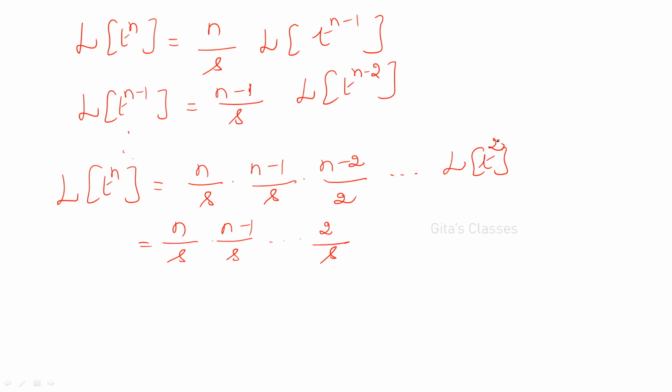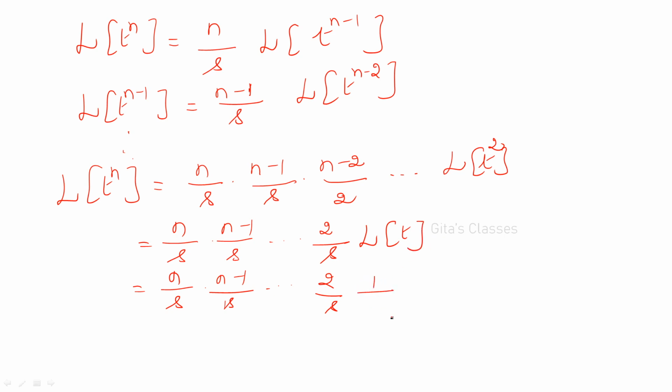That is, t power 2 divided by s into L of t power 2 minus 1, which is L of t. So this is equal to n by s into n minus 1 by s into 2 by s into L of t. L of t power 1 is L of t. So what is L of t?